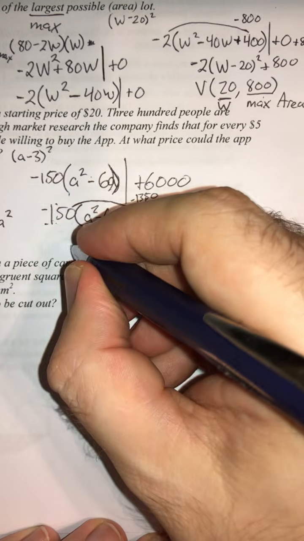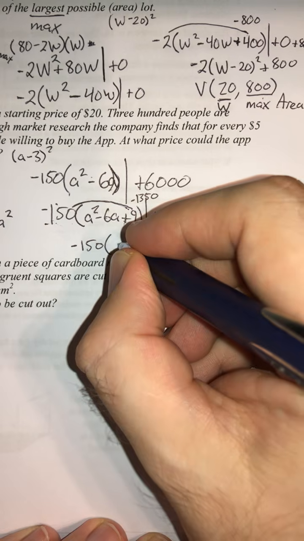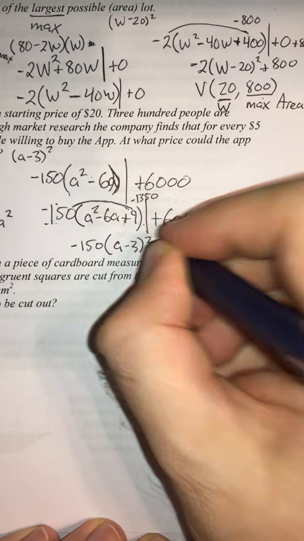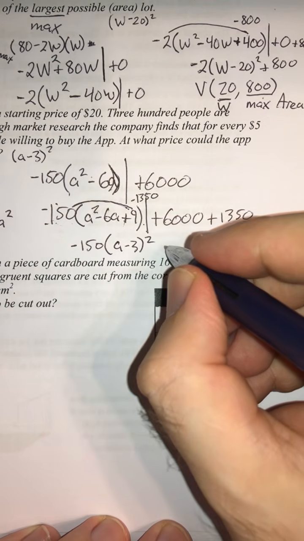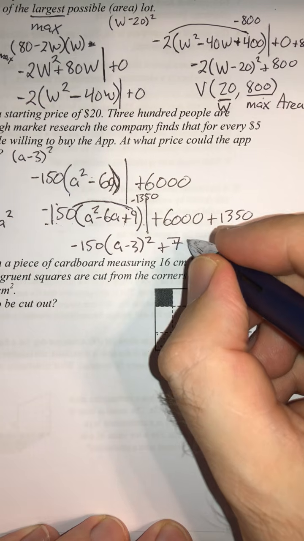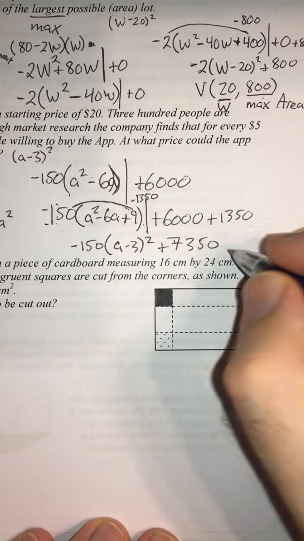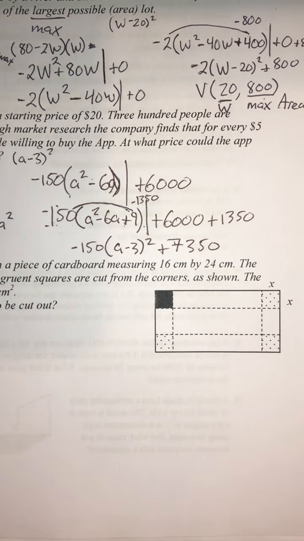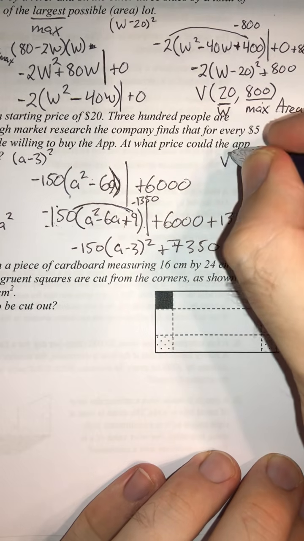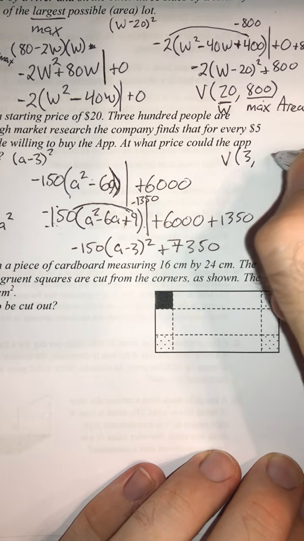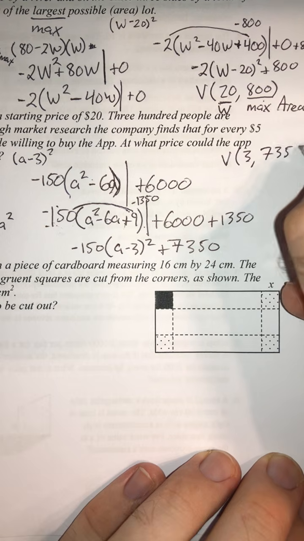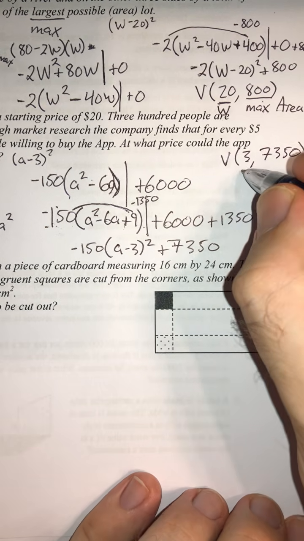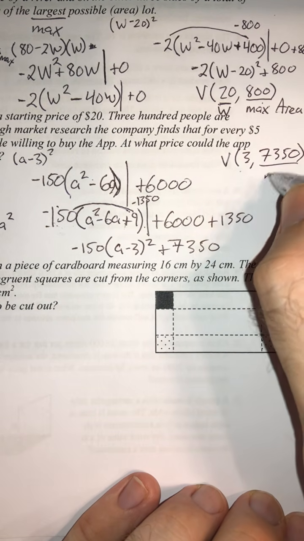Simplify this down. Negative 150 times (a minus 3) all squared plus 7,350. So there's my equation. My vertex is at 3, 7,350. So this is the increment, and this is my max.